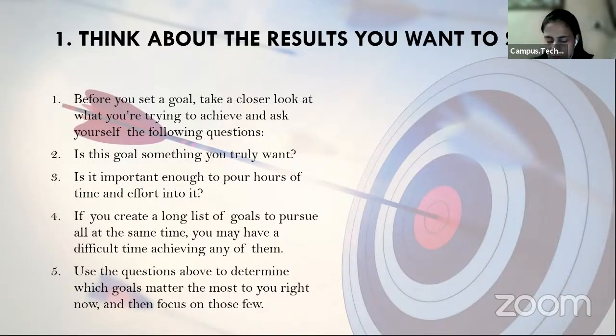Whatever goal you are setting, is that something you truly want? Is it something for which you are working? Is that something which you want to achieve, which you want to accomplish? Is it something which is going to keep you motivated? Ask yourself this question. Is this goal something you truly want? First question.